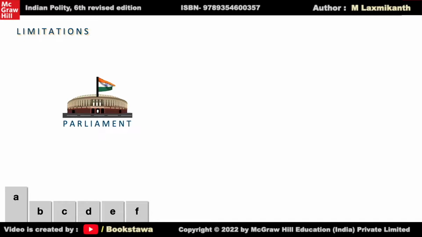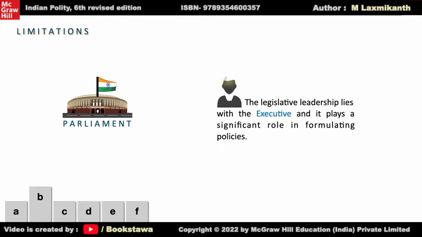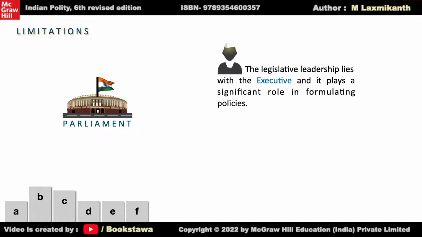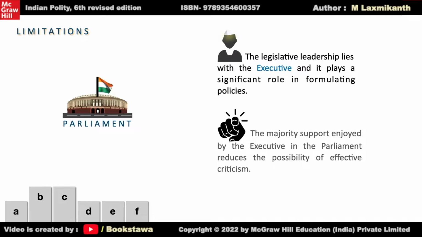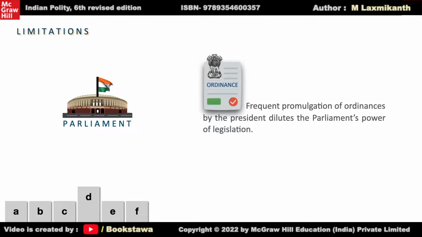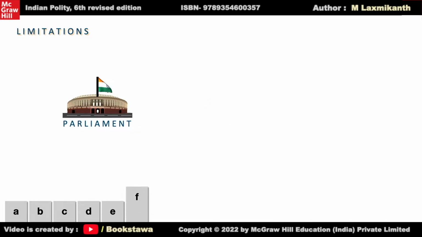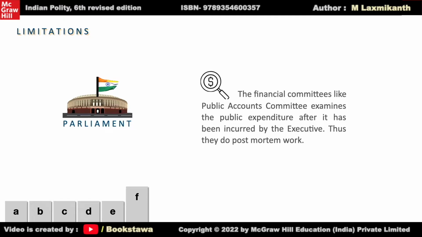The very size of Parliament is too large and unwieldy to be effective. Another issue is that the legislative leadership lies with the executive and it plays a significant role in formulating policies. Actually, the majority support enjoyed by the executive in the Parliament reduces the possibility of effective criticism. On top of it, frequent promulgation of ordinances by the President also dilutes the Parliament's power of legislation. And the growth of delegated legislation has reduced the role of Parliament in making detailed laws and has increased the power of bureaucracy. And in financial matters, the financial committees like the Public Accounts Committee examine the public expenditure after it has been incurred by the executive, which means they do the postmortem work.